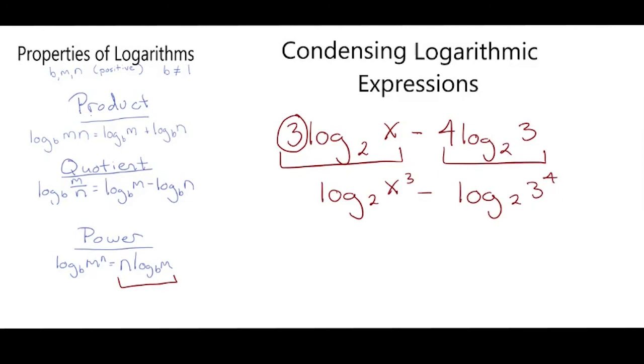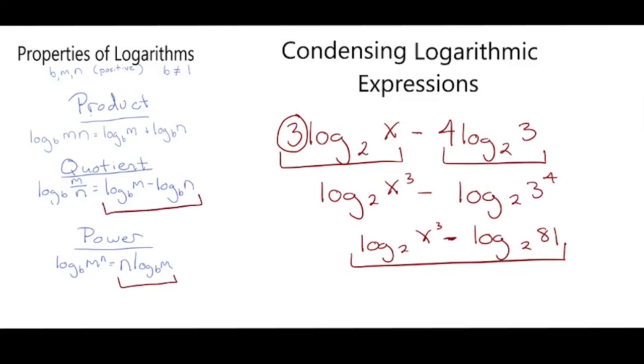All right, next thing I can do is I can simplify my 3 to the 4th power. And we know that 3 to the 4th power is 81. So now I have log base 2 of x to the 3rd minus log base 2 of 81. Well, if I want to condense this, I notice that this is subtraction in the center here. So I see that that is the quotient property. So that means it's going to be a division problem. So I have log base 2 of x to the third over 81. And that's our final answer. And that's how you condense these logarithmic expressions.